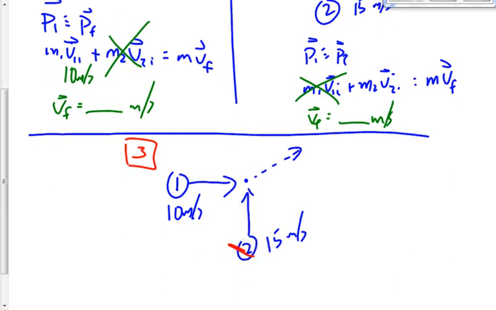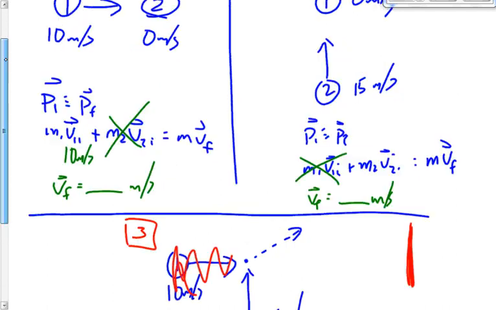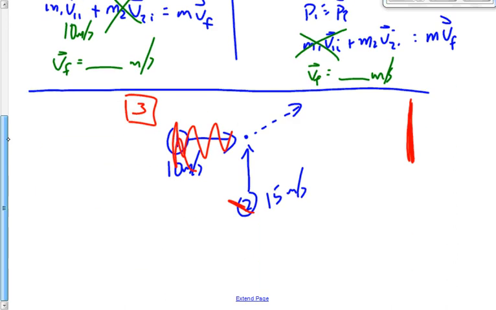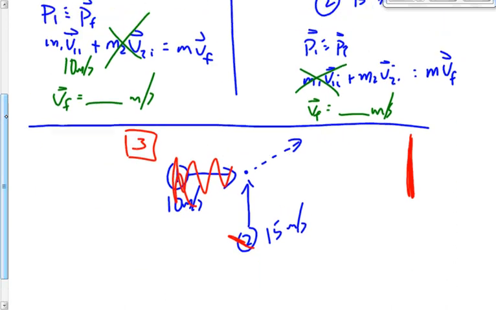Well, then we're going to ignore object number 1, because we're looking at the y component now. So ignore object number 1. Same as it was for problem number 2 up here, where object number 1 doesn't have any velocity, so therefore no momentum. Object number 2 is moving up at 15. Solve for VF.